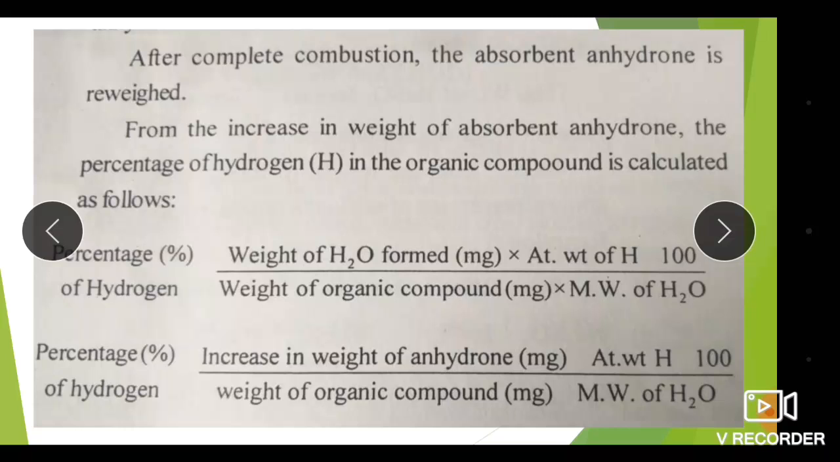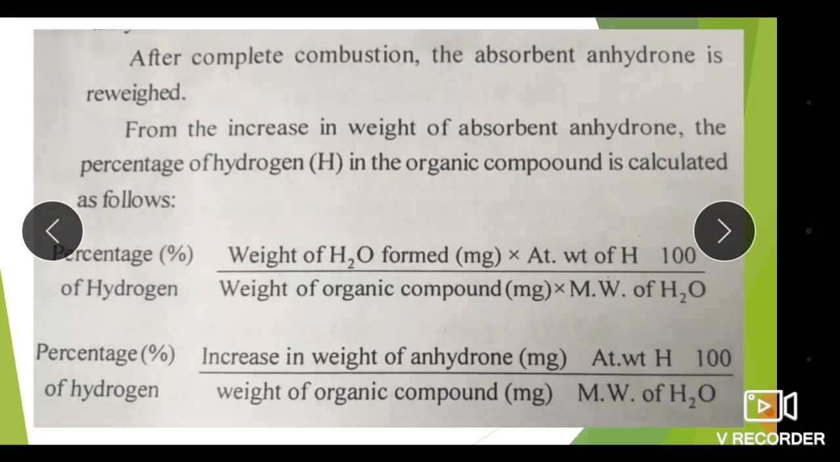the help of a formula. The percentage of hydrogen is equal to, similar to that of carbon, where in the case of carbon the weight of CO2 formed is used. Here, in the case of hydrogen, it is the weight of H2O formed in milligram times atomic weight of hydrogen times 100, divided by weight of organic compound in milligram multiplied by molecular weight of H2O. Here the H2O molecule is there, so we take the molecular weight of H2O.